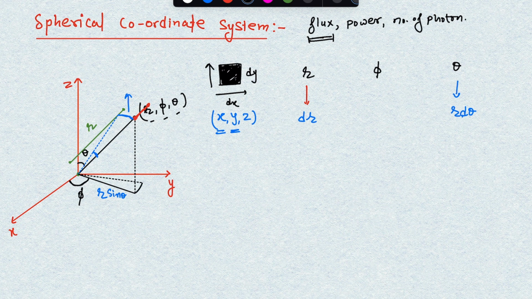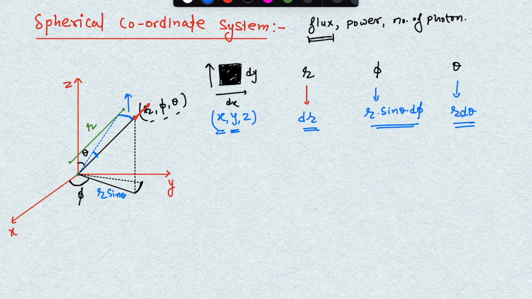So this is that arc, and that arc length is r sine theta d phi. Let me just write it. So that is r sine theta and d phi. So we have dr, we have r sine theta d phi, and r d theta. If you multiply any two of these, then we will be able to create the surface.